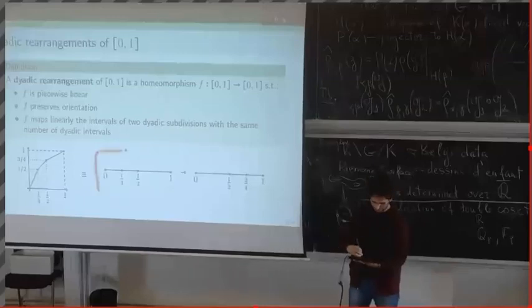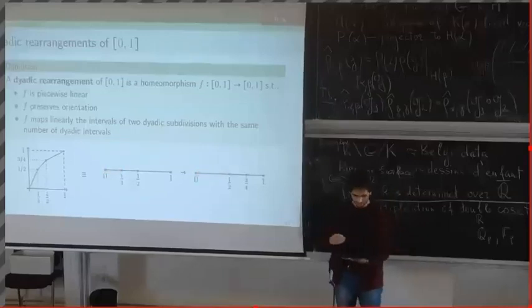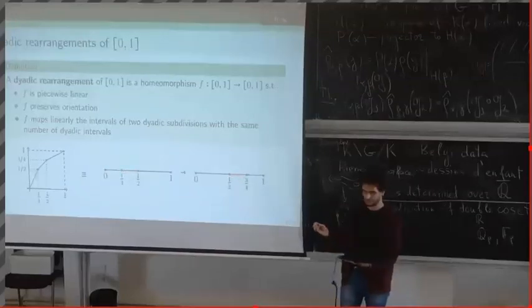Instead, we will use this kind of representation, which is essentially just pairs of dyadic subdivisions. And here we mean, for example, that the first dyadic interval, 0 to 1/4, is mapped linearly to the first dyadic interval of the second subdivision. And the second goes to the second, the third goes to the third. You just go in order. And you can see the same thing happening in the plot, of course.